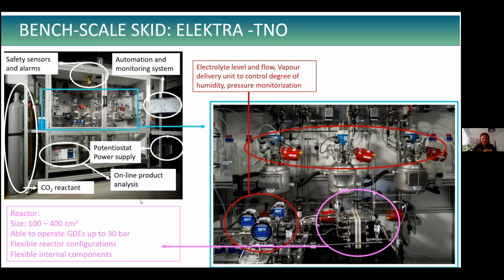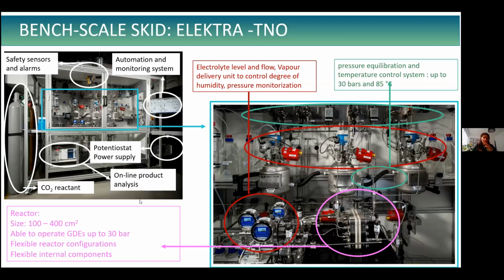And here you can see all different units for the fluidic system, where we can control the electrolyte level, the flow, the degree of humidity of the CO2 gas. Also this kit counts with a pressure equilibration system to ensure the same pressure throughout the whole system.